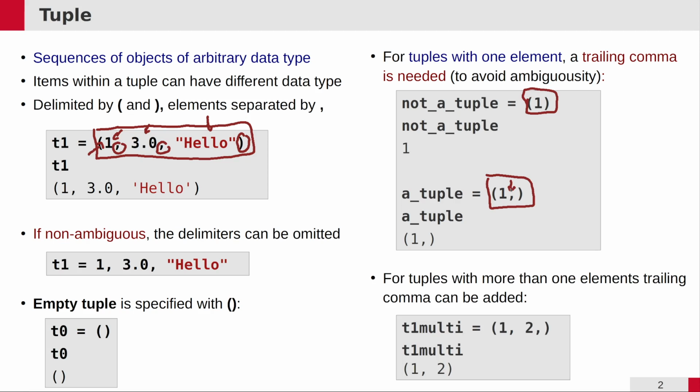If you have more than one element, then of course it's non-ambiguous anymore. Nevertheless, Python allows you to add a comma at the end after the last element as well. So it's allowed to do that, but when Python prints it, you won't see it anymore.